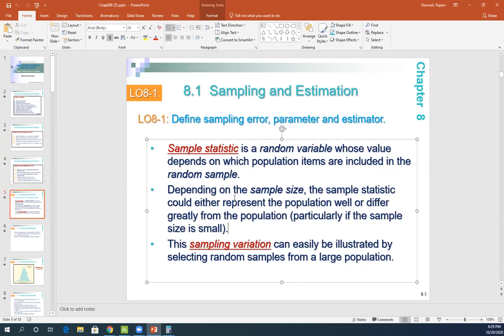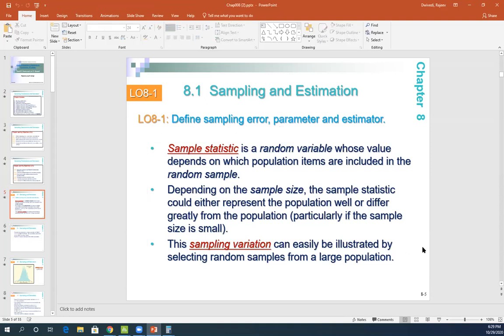But instead of 500 students, if I go and take 50 students in my undergraduate class, will that be sufficient to represent all 13,000 students of Eastern Washington? So basically, this is the start of inferential statistics. Sample variation can easily be illustrated by selecting random samples from a large population. The bigger the sample size, the better the inference.